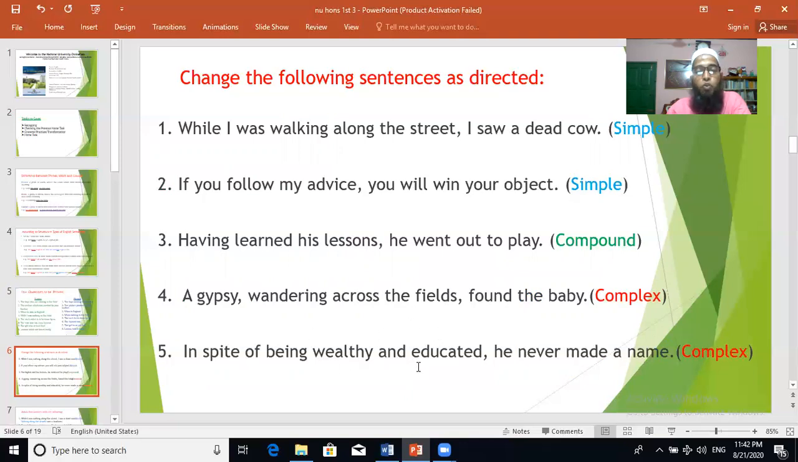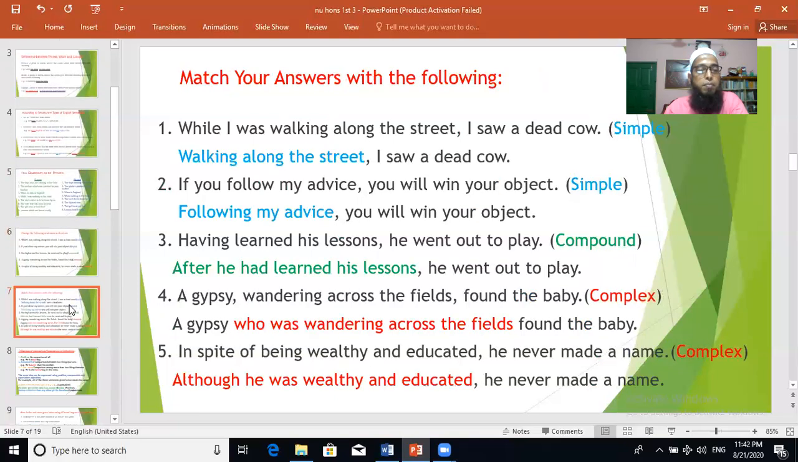In spite of being wealthy and educated, he never made a name. You have to make it complex. He never made a name, that is, he never tried to show his name and fame. This is the main clause. In spite of being wealthy and educated, this is a phrase. From this phrase, you have to make a clause, I mean a subordinate clause. Have you done? Now check your answer. Match your answers with the following.